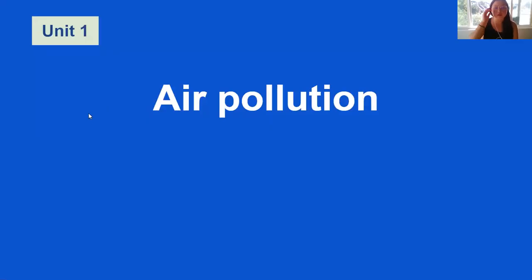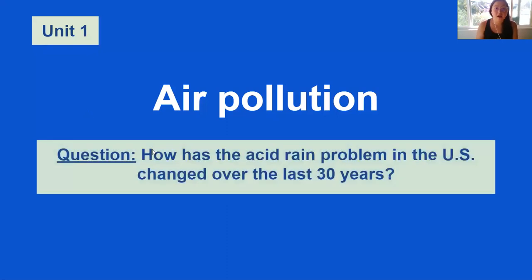So today we centered class around the question of how has the acid rain problem in the US changed over the last 30 years, because it has changed a lot.